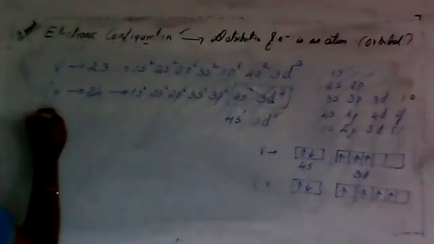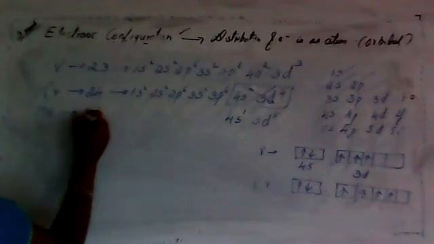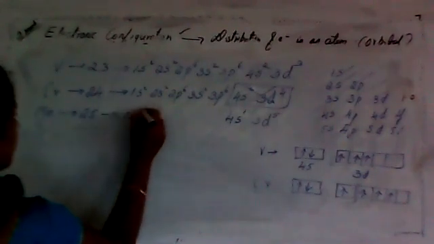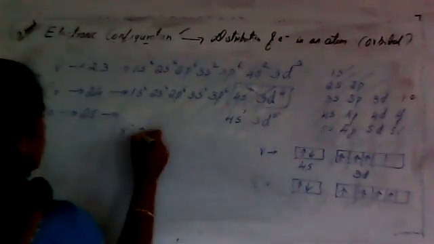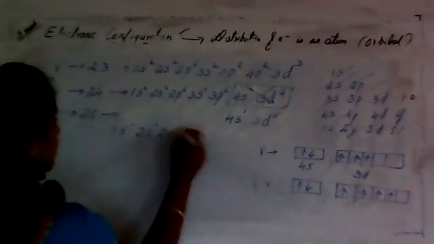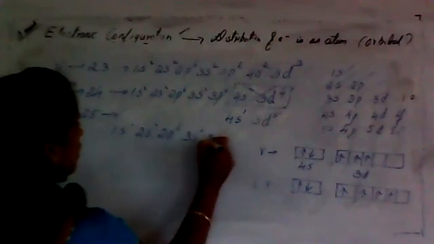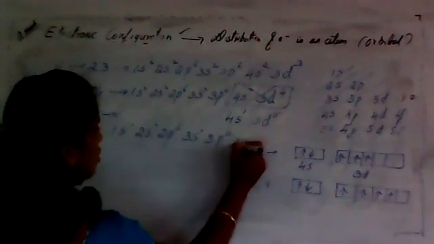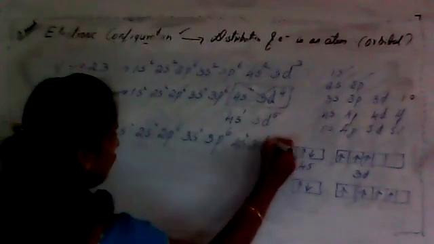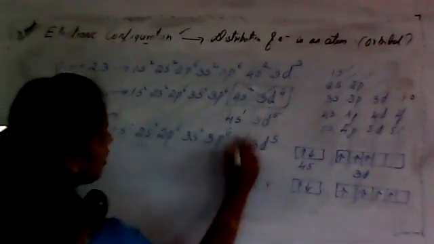If I consider manganese, that is atomic number 25: 1s2, 2s2, 2p6, 3s2, 3p6, 4s2, and 3d5. This is already in a stable state, isn't it?